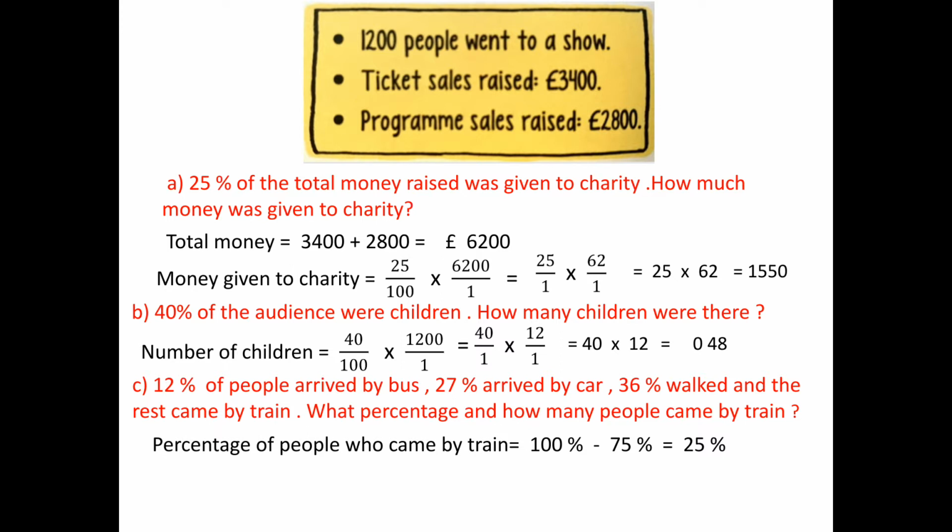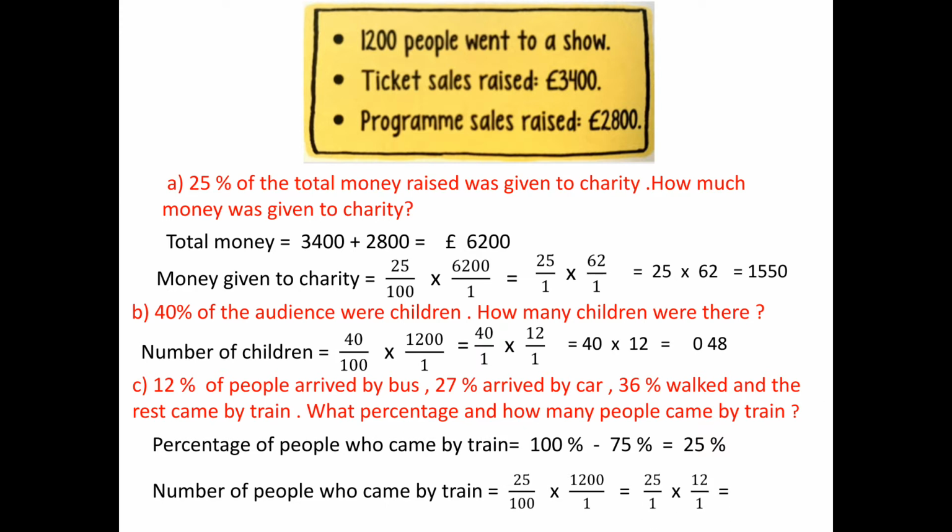Now the second part of the question. How many people came by train? It's going to be 25% of all people. So it's going to be 25 over 100 times 1,200 over 1. Simplify, multiply, it will give you this answer.